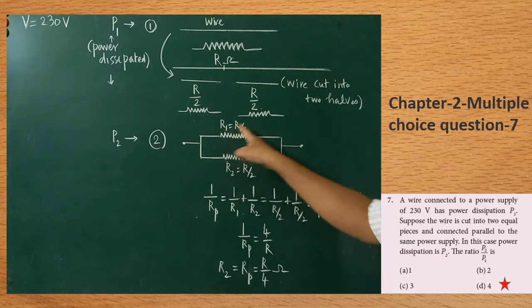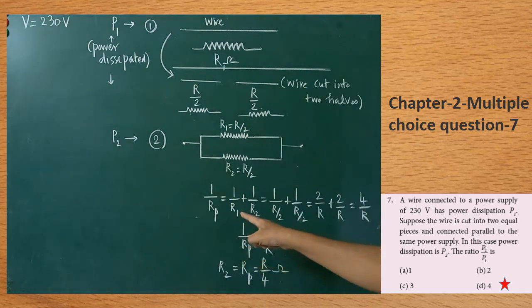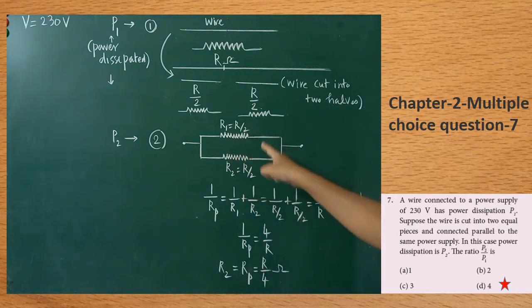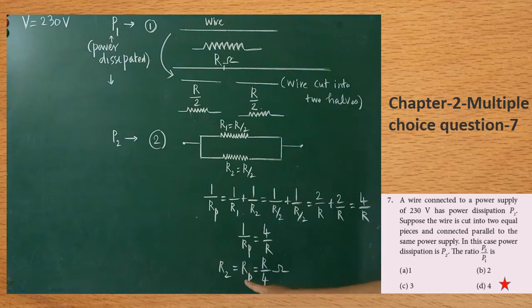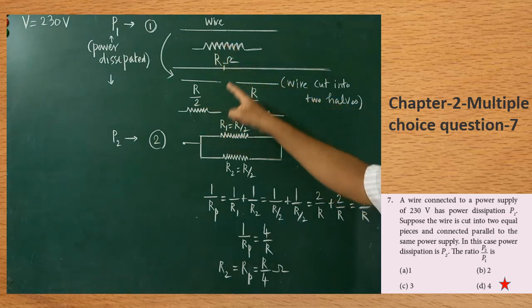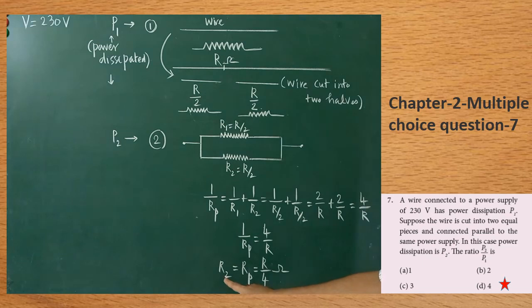Now we have to calculate the net effective resistance: 1 by Rp is equal to 1 by R1 plus 1 by R2. Substitute the respective resistance values and simplify it. Later you will get the Rp value, the net effective resistance in the parallel network. Rp will be R by 4 ohm. Just for convenience, Rp can be written as R2, because already the first resistance is taken as R1. After cutting into 2, the new resistance can be named as R2. Its value is R by 4 ohm.